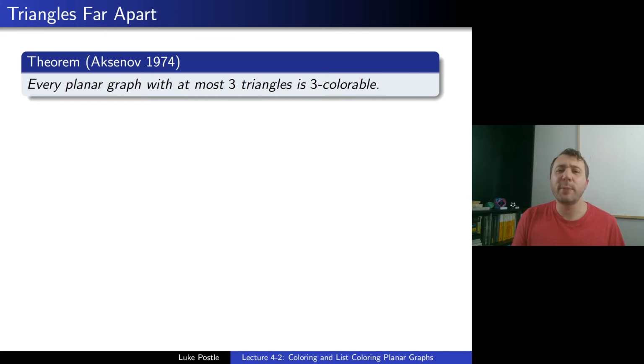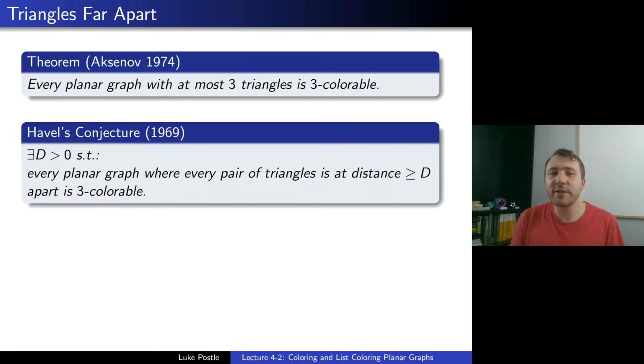So this is what I mean by anomaly. I'll allow one bad thing, one triangle, three triangles. And actually there's a very nice conjecture of Havel from 1969, which goes as follows. There exists a d greater than zero such that every planar graph where every pair of triangles is at distance at least d apart is three-colorable.